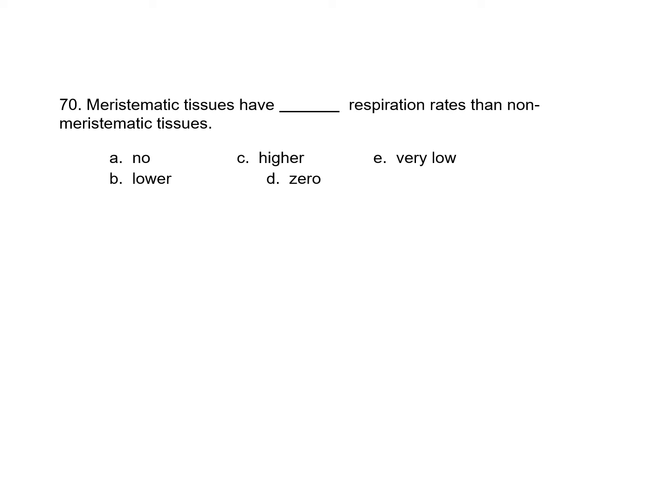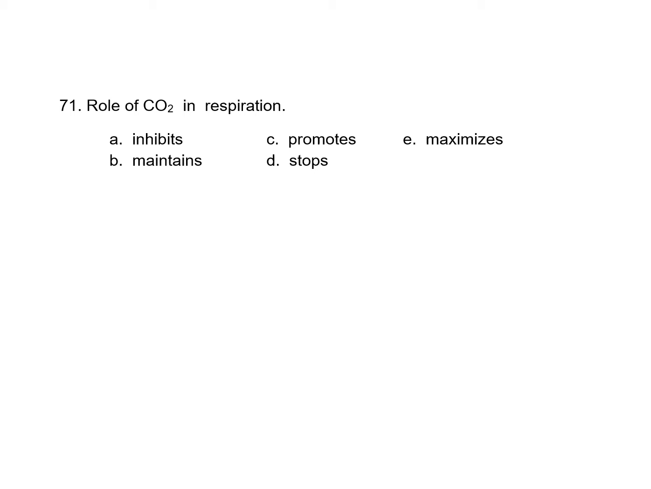Number 70. Meristematic tissues have blank respiration rates than non-meristematic tissues. A. No. B. Lower. C. Higher. D. Zero. E. Very low. The answer is higher.